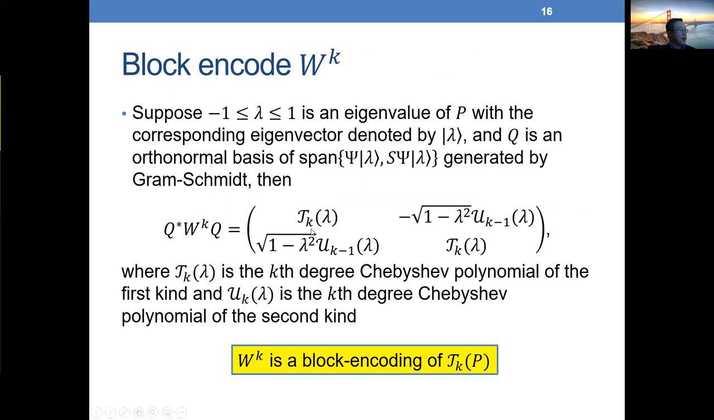Not only that, you can show that powers of W also have this particular representation. That means not only can P be easily block encoded, but also polynomials of P can be block encoded. Here T is the Chebyshev polynomial of the first kind, and U is of the second kind. That doesn't really matter, but what's important is that you can now block encode W to the kth power in this formalism.